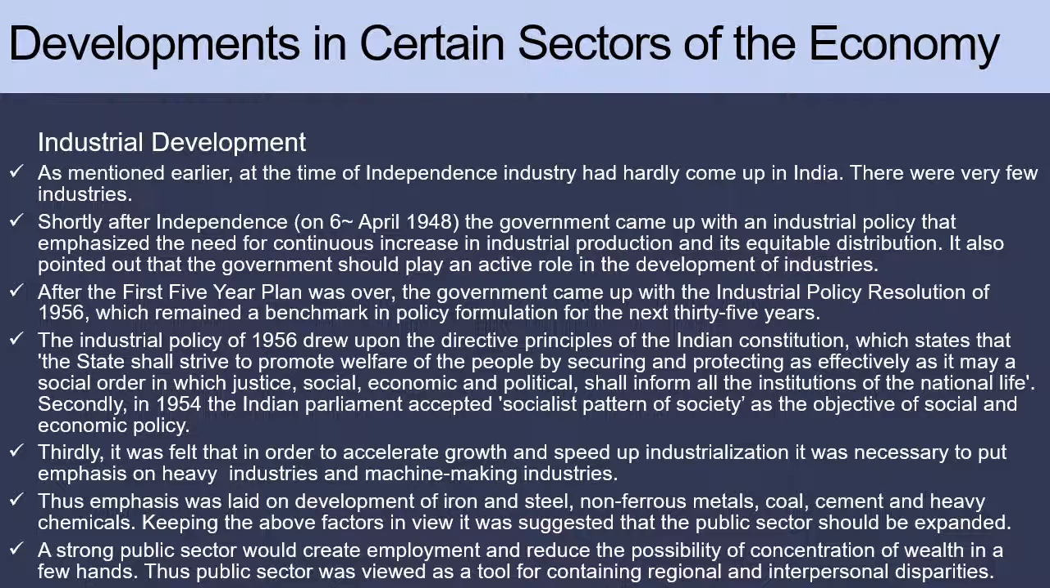Keeping the above factors in view it was suggested that the public sector should be expanded. A strong public sector would create employment and reduce the possibility of concentration of wealth in a few hands. Thus public sector was viewed as a tool for containing regional and interpersonal disparities.